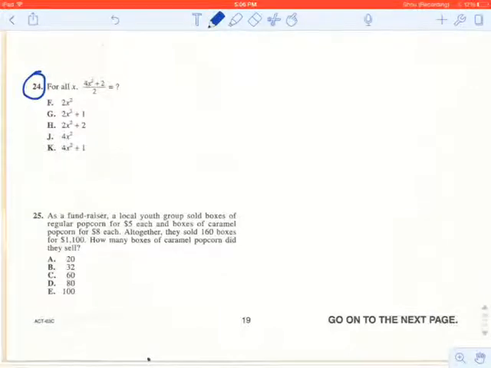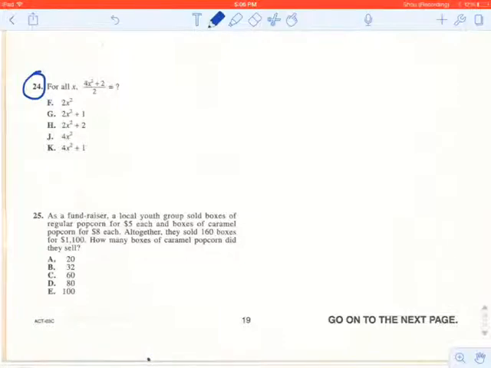Question 24, for all values of x, (4x squared plus 2) over 2 is equal to what? So we're not solving for anything. All of the answers have x squared terms in them. It doesn't ask us what x equals, right? It's just what does that term equal, or how does that term simplify? So we're looking to see if we can reduce this fraction at all.